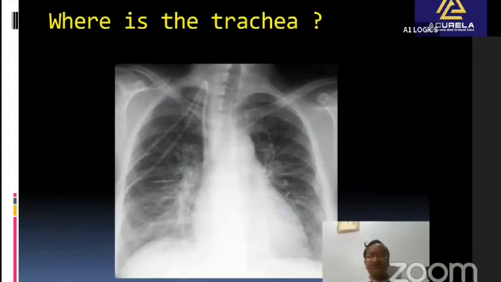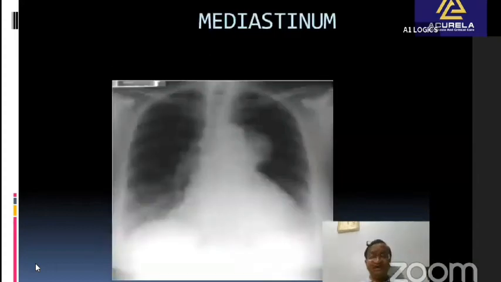Now we will go up to the trachea. Now the trachea is in the midline. Oh, it is shifted to the right. Before that you see here, it's not correctly positioned. That is another thing. With the trachea, where is the mediastinum? Here it is pushed.